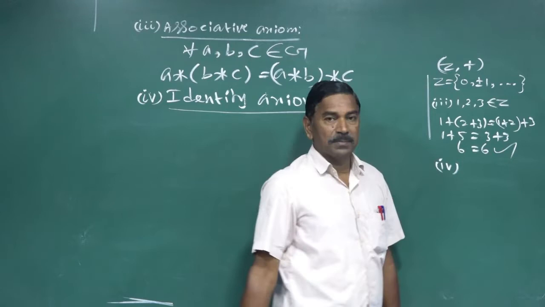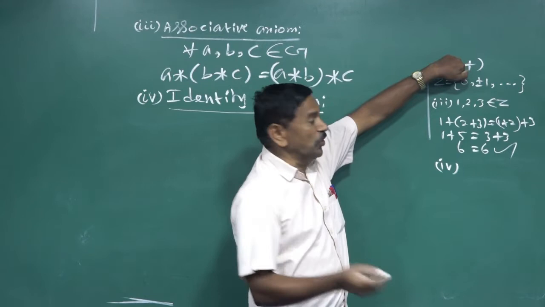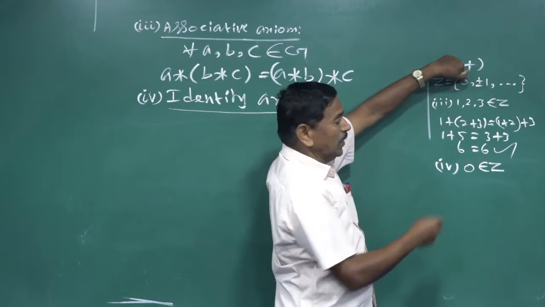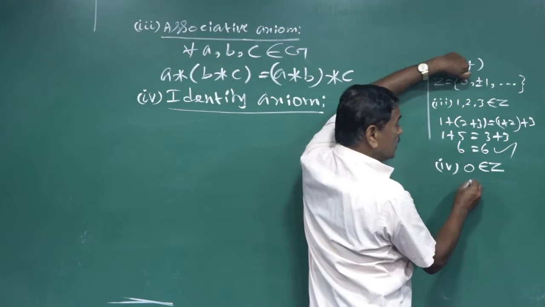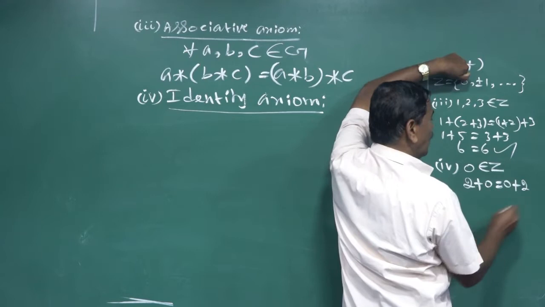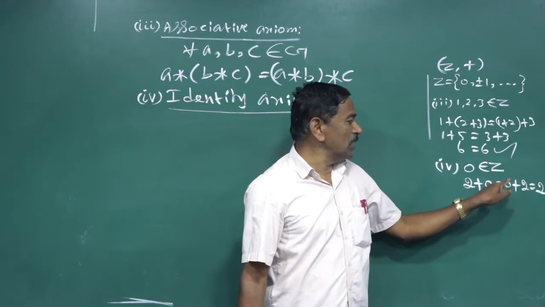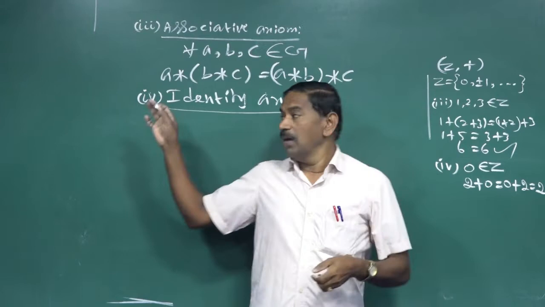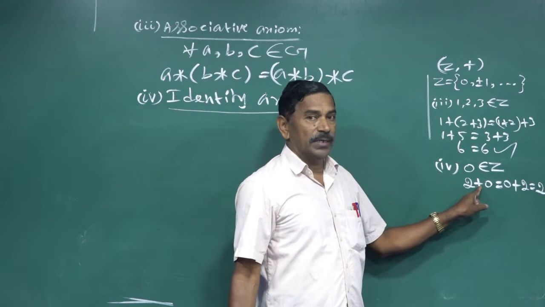Identity axiom means, say for example, there exists an element 0 belongs to Z such that, okay, yes, 0 belongs to Z, such that 2 plus 0 is equal to 0 plus 2 is equal to 2, that's all. 2 plus 0 equal to 0 plus 2 is equal to 2, which is identity axiom. See, listen, here 0 is the additive identity. So additive identity is 0.